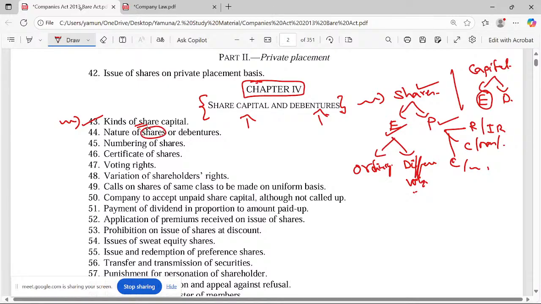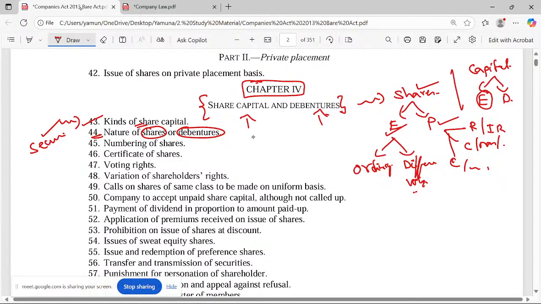When you talk about shares or debentures, shares we know, but security is a wider term covering shares, debentures, and everything. Securities is not defined over here. It's defined under which act? It's not defined under the Companies Act. Under which act is it defined? SCRA. What is SCRA? Securities Contracts Regulation Act. 43 is an important section.